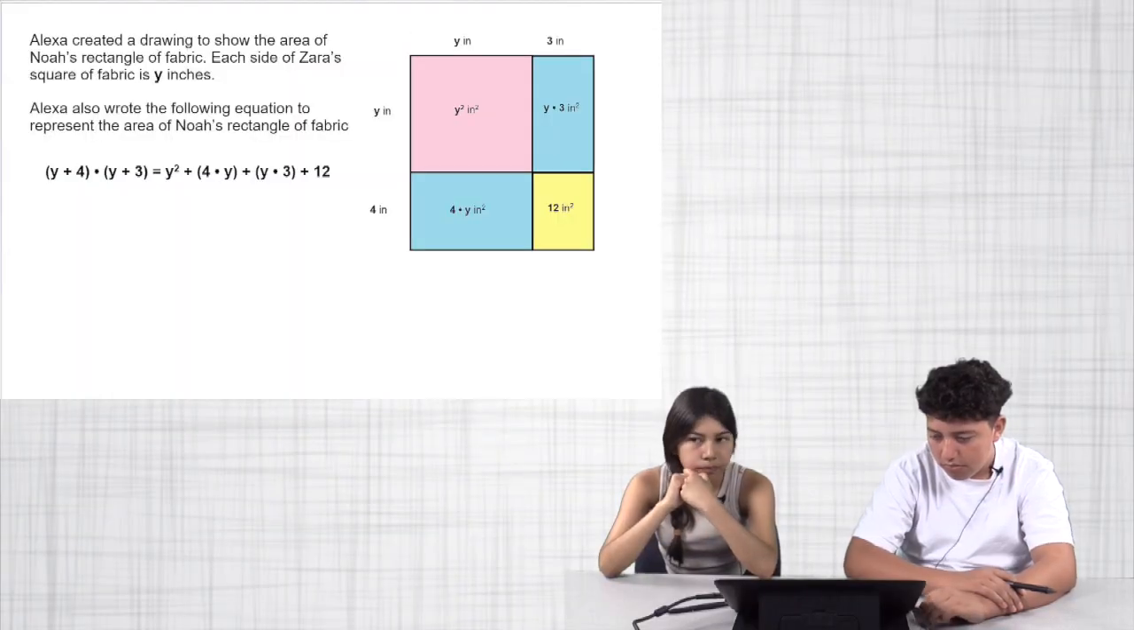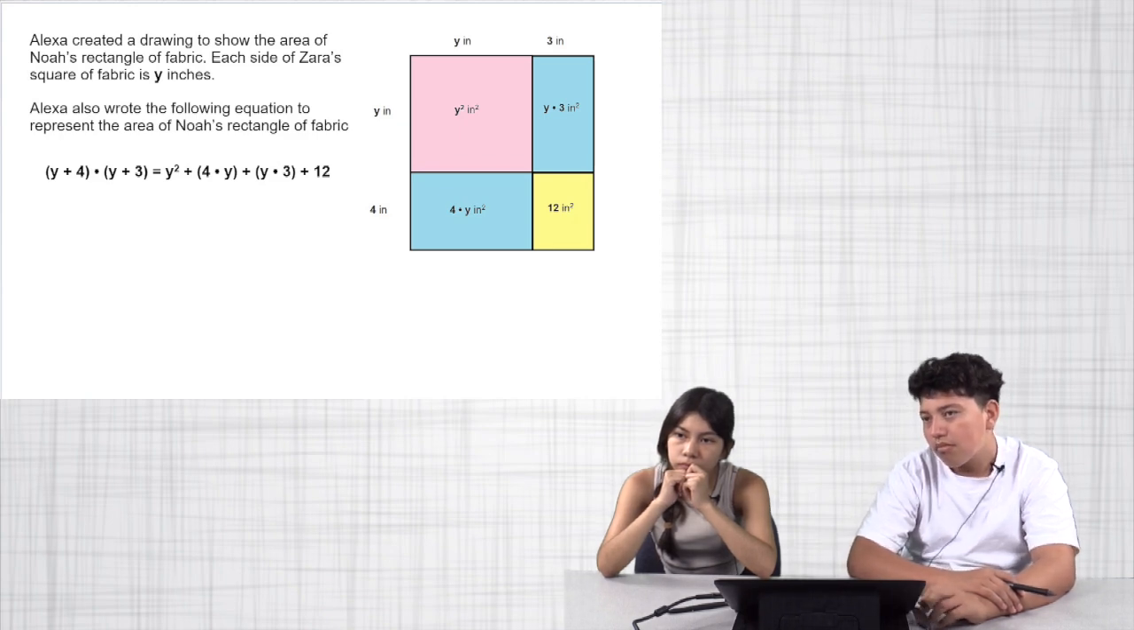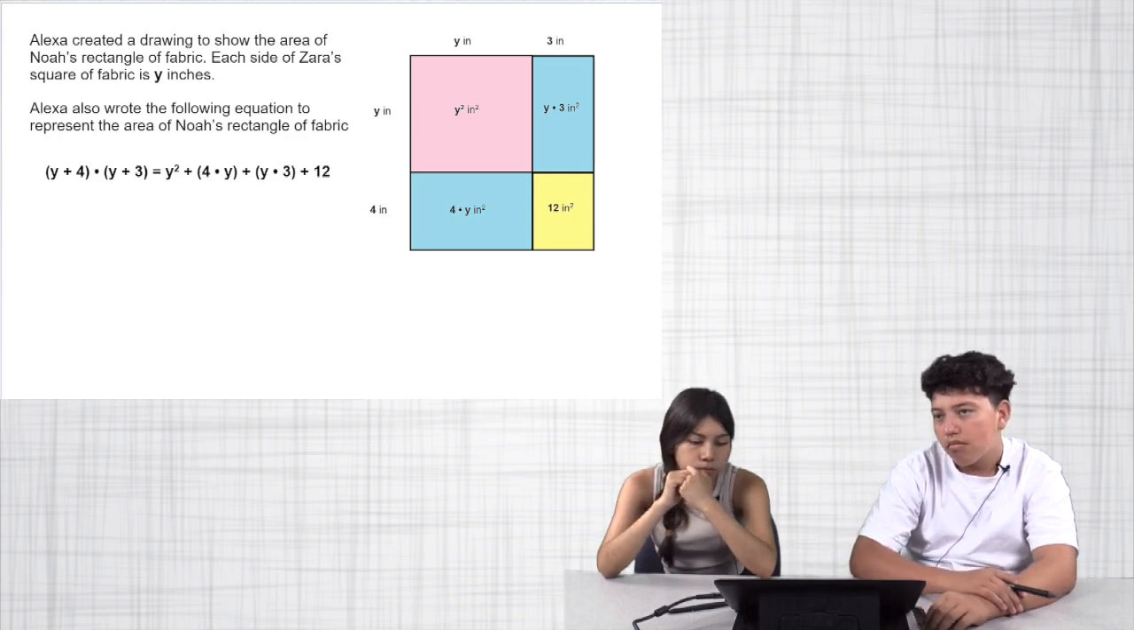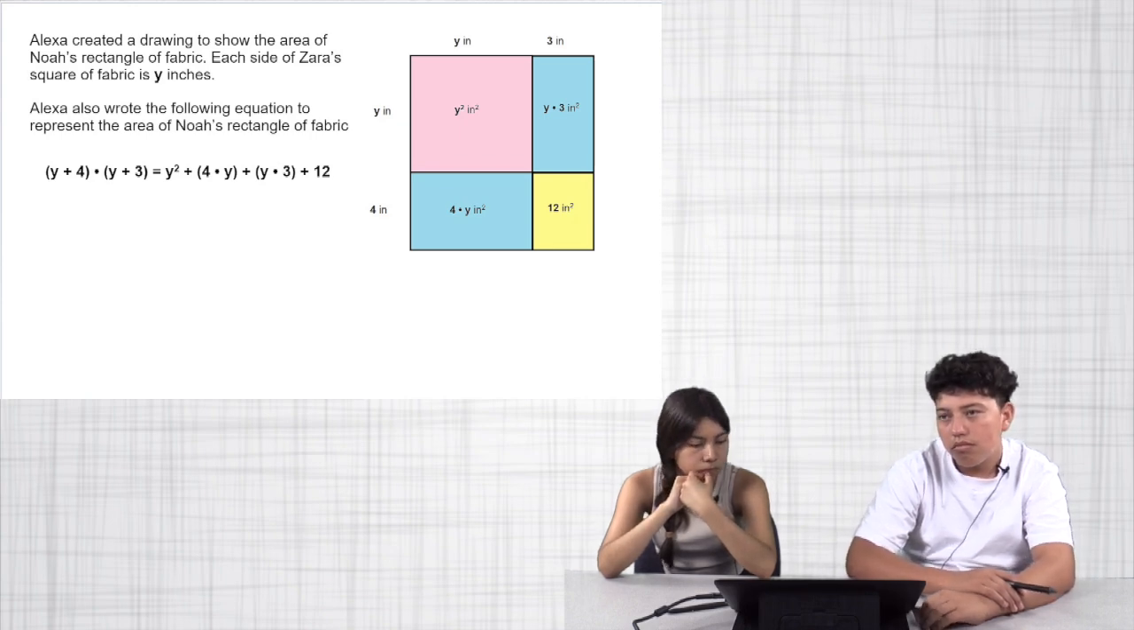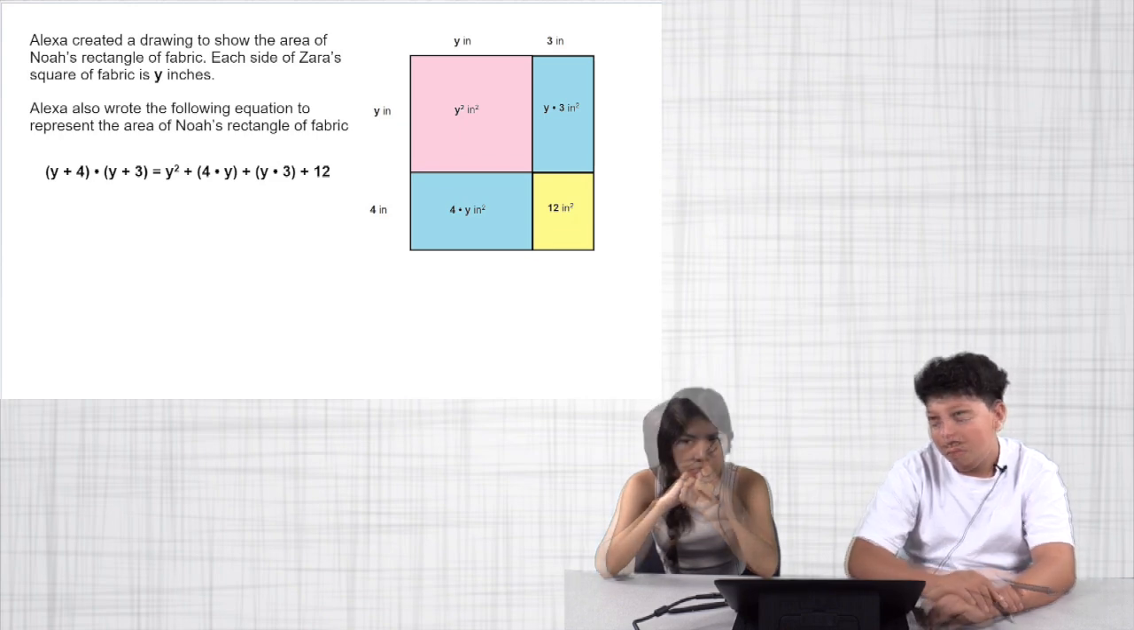Do you remember when we were working with gardens that we were just changing one dimension, like the length? Mm-hmm. You were using distributing. Do you see anything that looks like it could be distributed here?